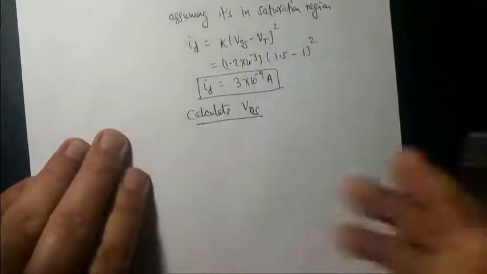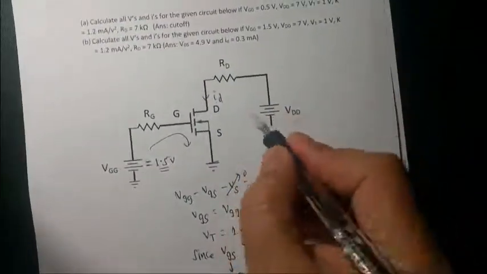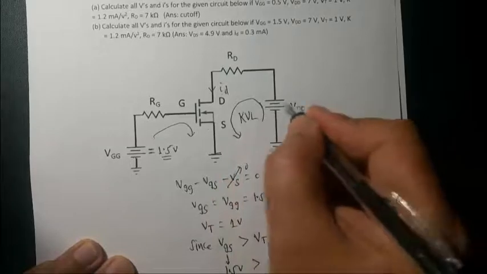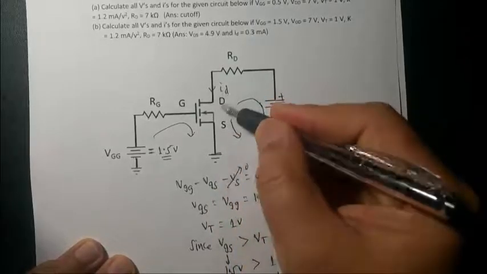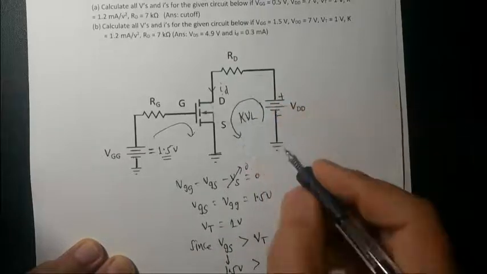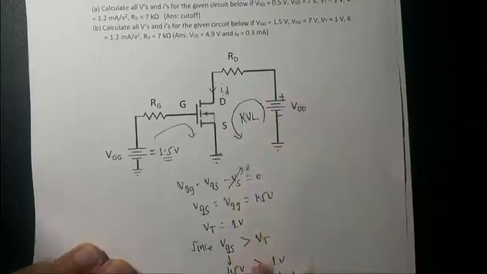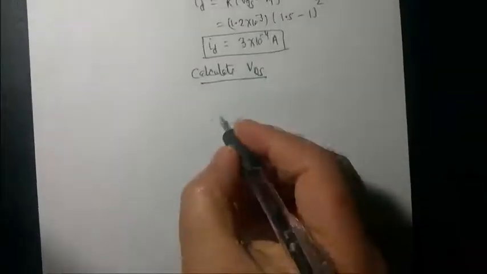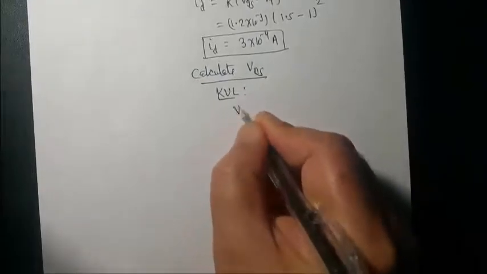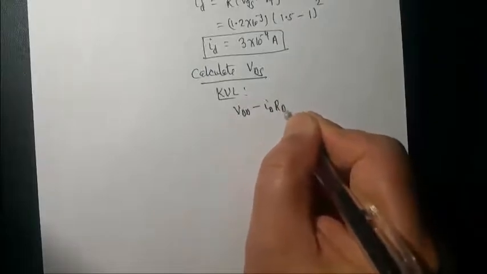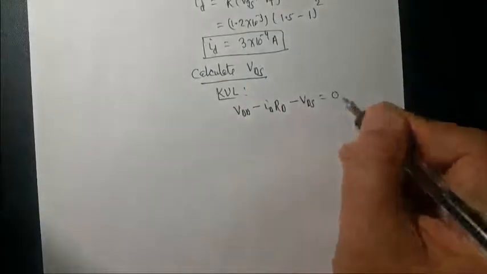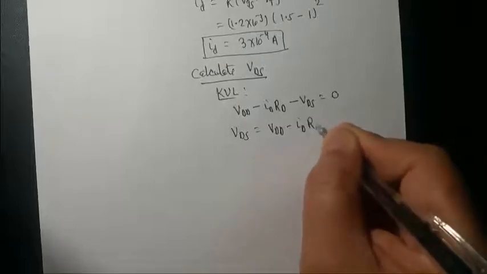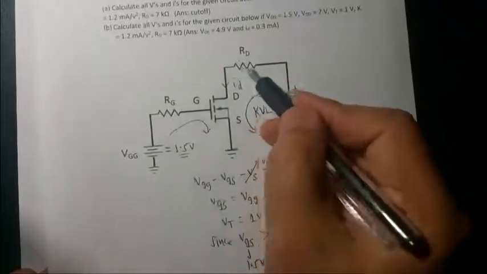So let's test it. Go back to the output side. I'm going to apply KVL in this output loop, to find VDS, because we need to figure out the drain source voltage across the transistor. This is really easy. So applying KVL, it's going to be VDD minus IDRD minus VDS is equal to 0. So VDS is equal to VDD minus ID, which we already know, and RD, this resistor, is also given.